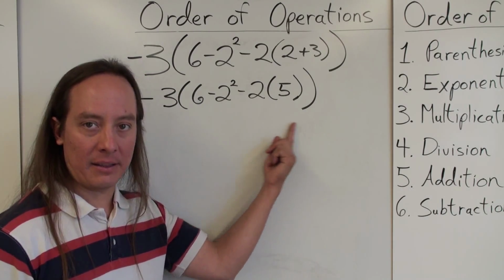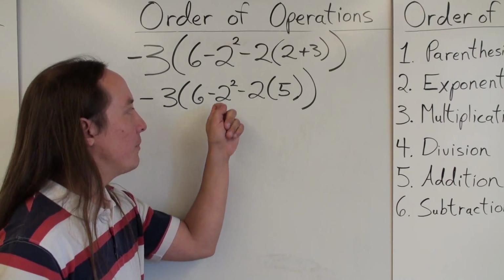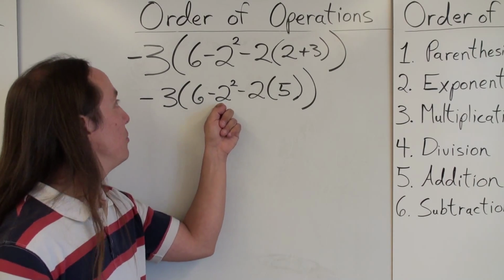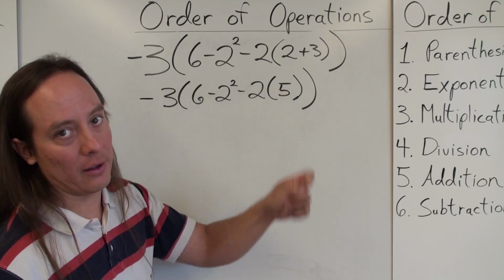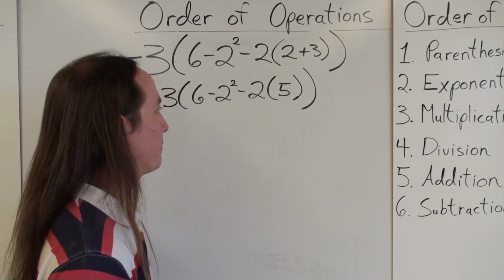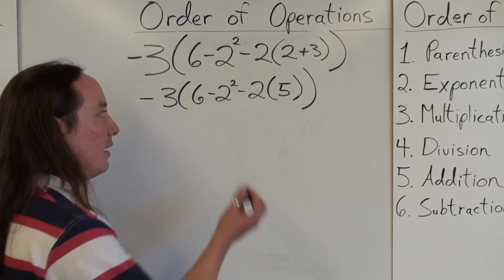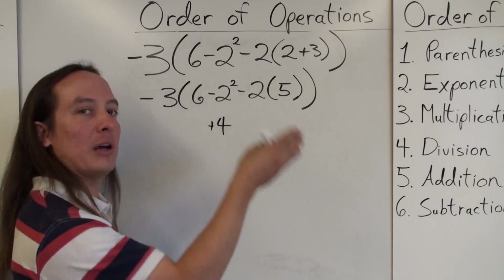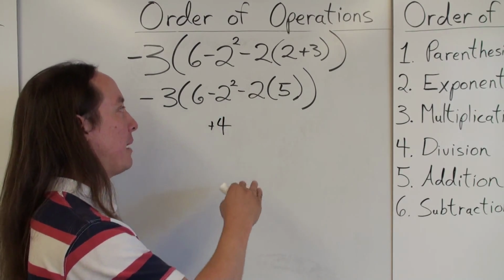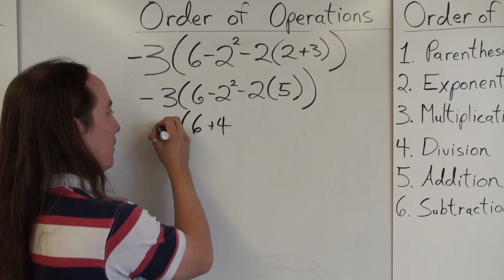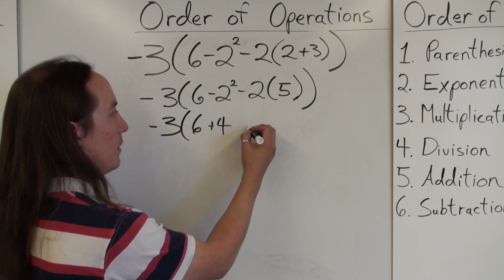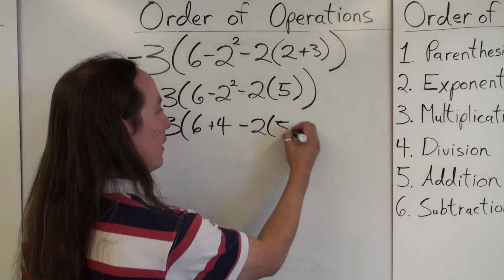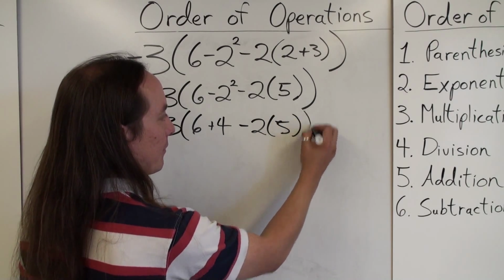Next would be exponents. Do I have exponents inside of these parentheses? I do. I have to do this first. I have to do the negative 2 squared first. And that would be positive 4. Remember, it's minus 2 times itself twice, so minus 2 times minus 2.